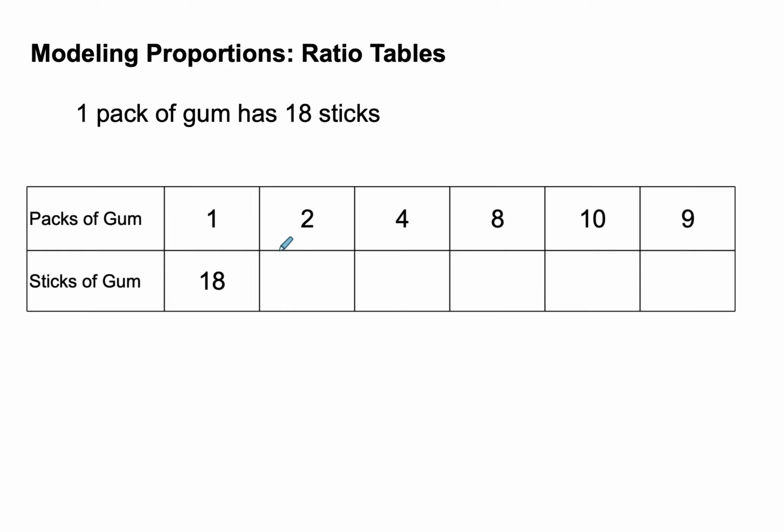Okay, so if I have 2 packs of gum, that's twice as many as my first one. So I could do 18 times 2 and give myself 36. That would be 36 sticks of gum. Now to get to 4 packs of gum, I could say, okay, well, I'm going to double what I had and do this times 2. And then I could do 36 times 2. I know 36 times 2 is 72. So that would work.